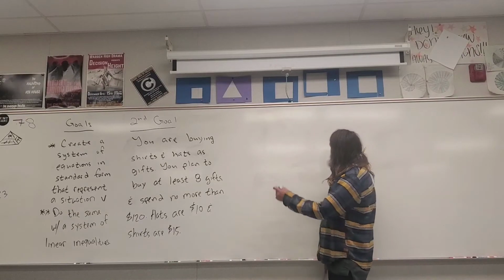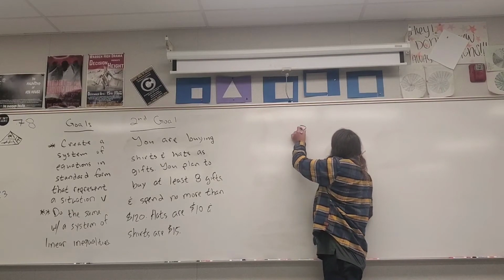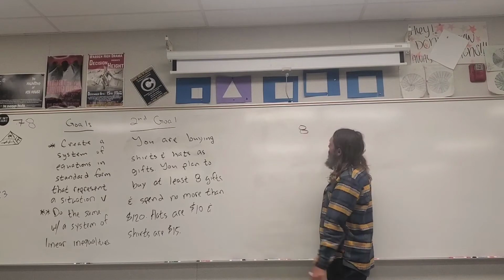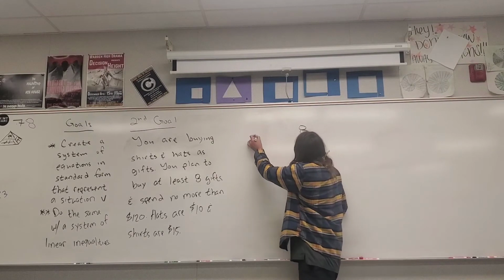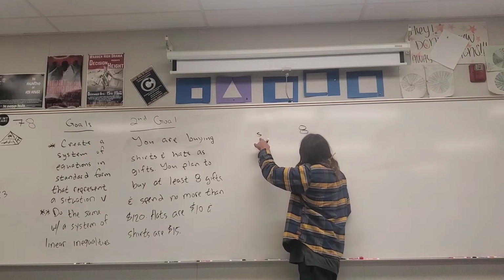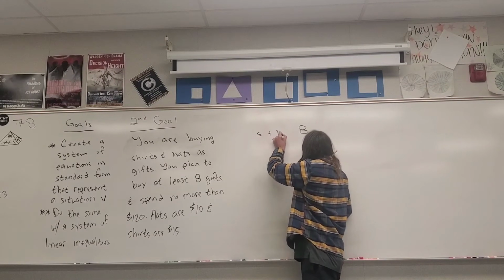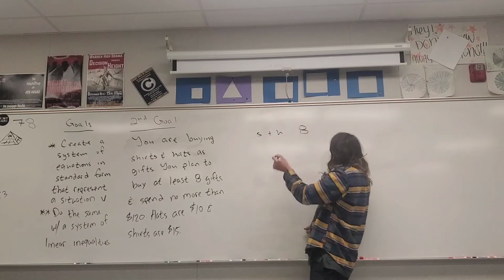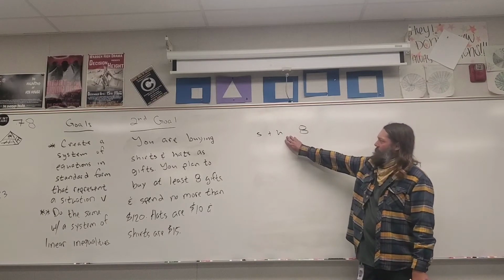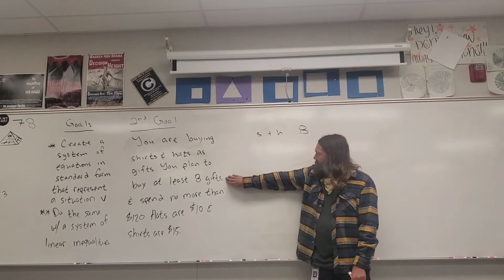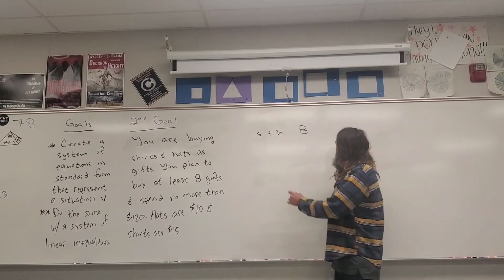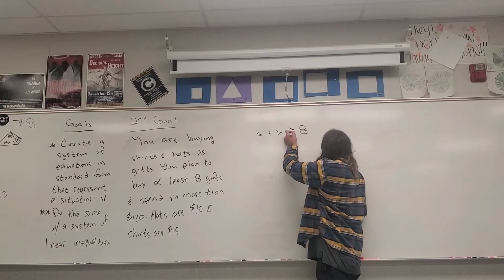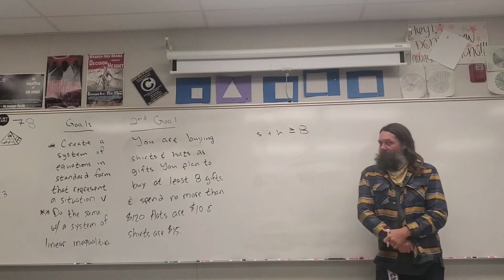So I know that I'm going to buy at least 8 gifts. And my gifts are shirts and hats. You can say that S is the number of shirts plus H is the number of hats. Now this was in an equation, we just set them equal. But we plan on buying at least 8 gifts. And if I'm going to buy at least 8 gifts, that means I'm going to buy more than 8. So I'm going to be using this inequality symbol. Okay.